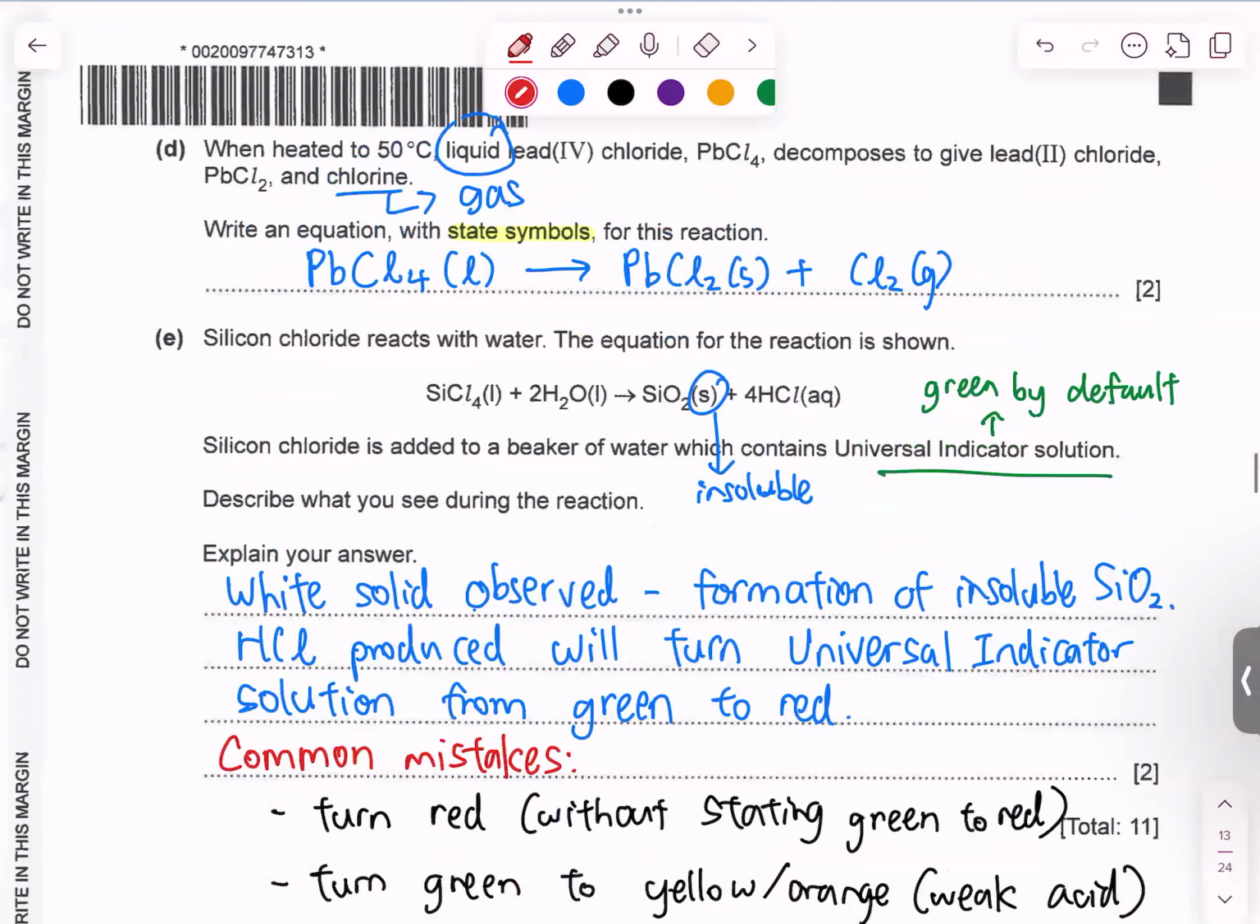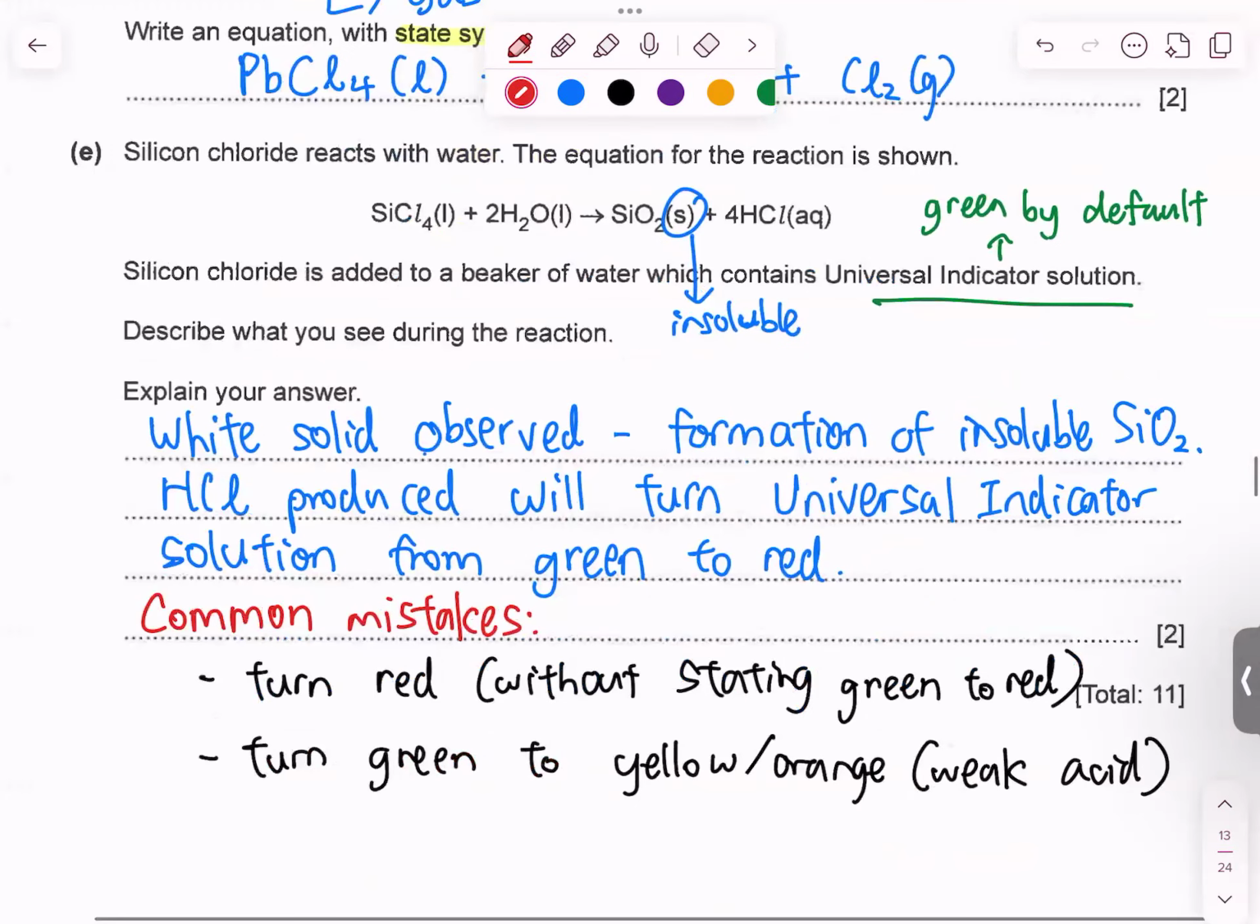Question six. Question six, part E. Okay, so silicon chloride reacts with water, and the equation is shown over here. And the equation has provided the state symbols for you already. This silicon chloride is added to the beaker of water, which contains a universal indicator. Describe what you see during the reaction.